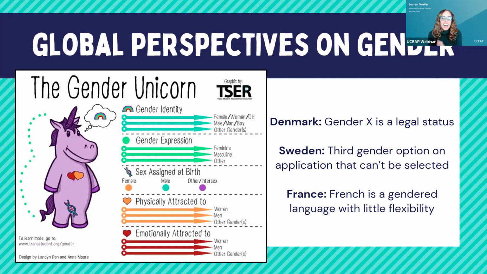Second example, in Sweden, at some universities, you will find an option to select non-binary or prefer not to say on your application to the university. However, if you select that option, the university will contact you and ask you to select one of the traditional gender markers because they need one of those to issue you your social security number. You may ask, okay, well then why is it on the application if I can't use it? And that's a very valid question.